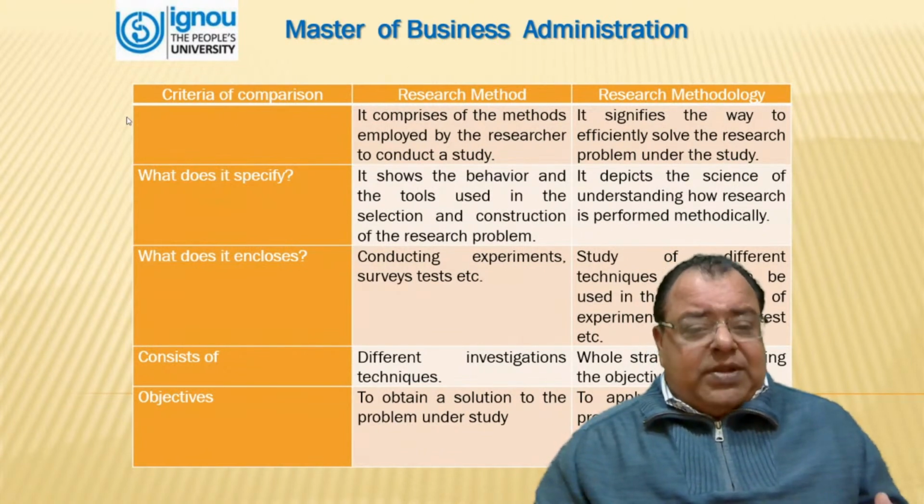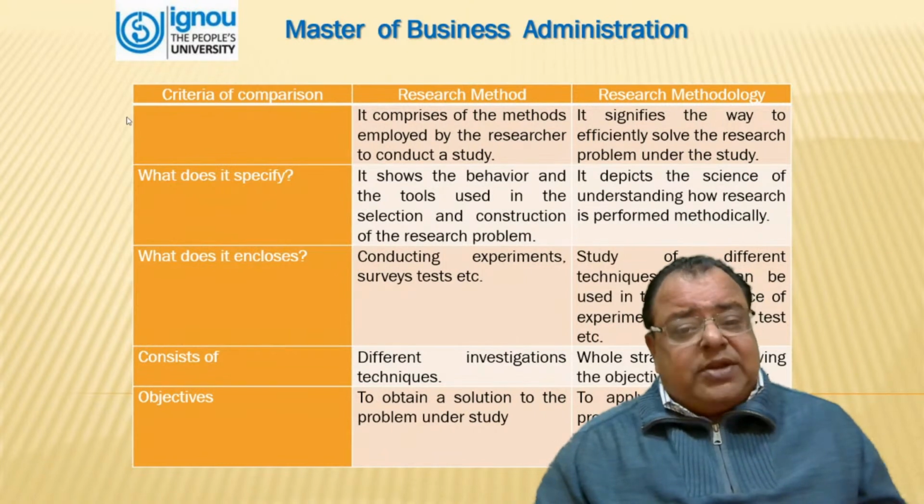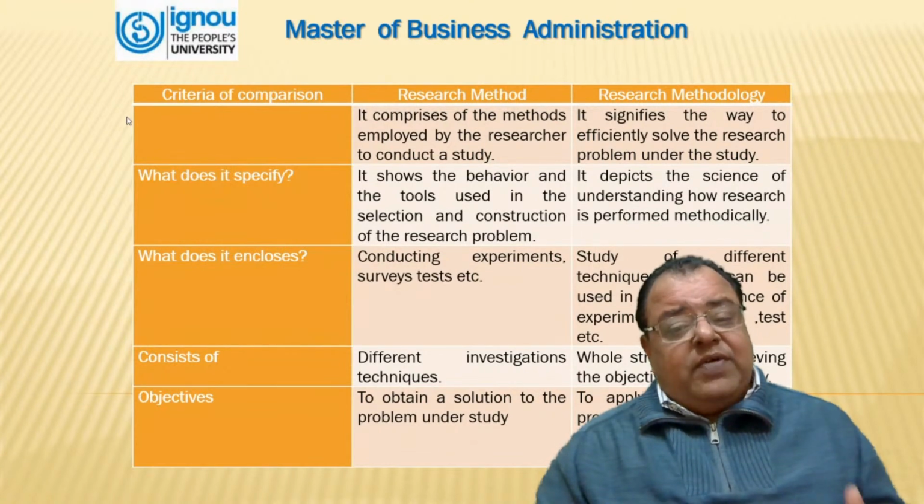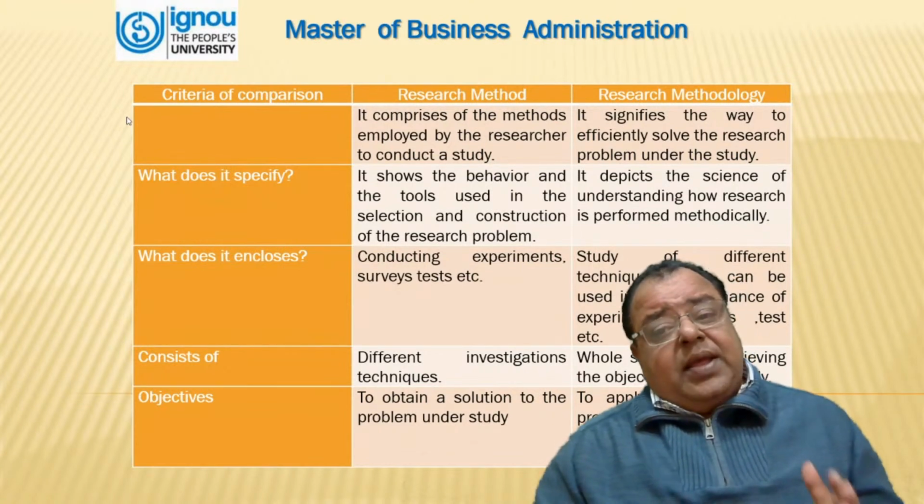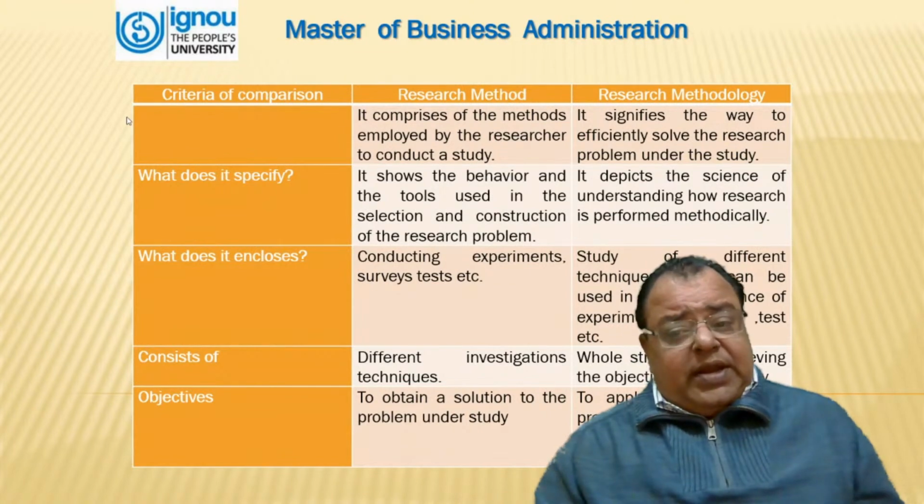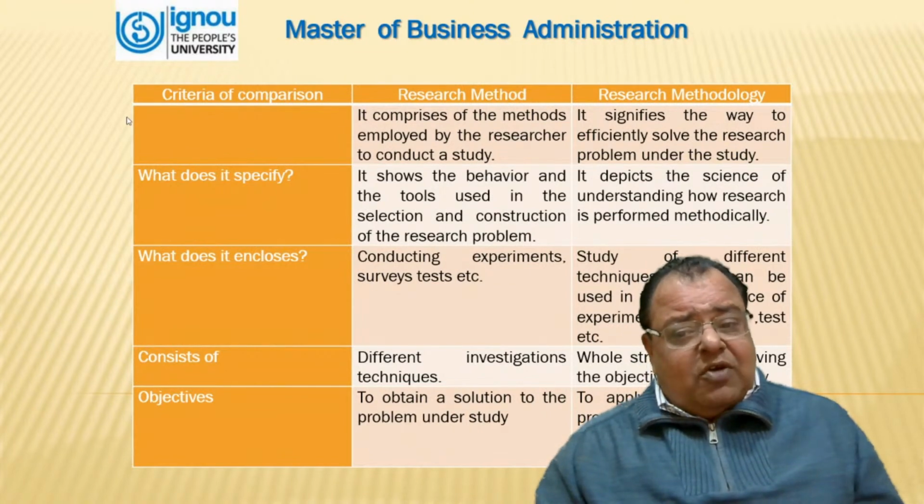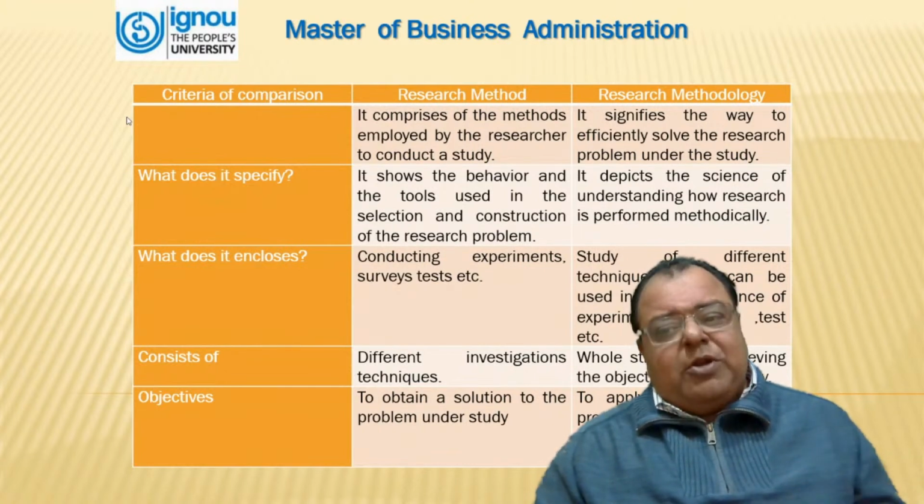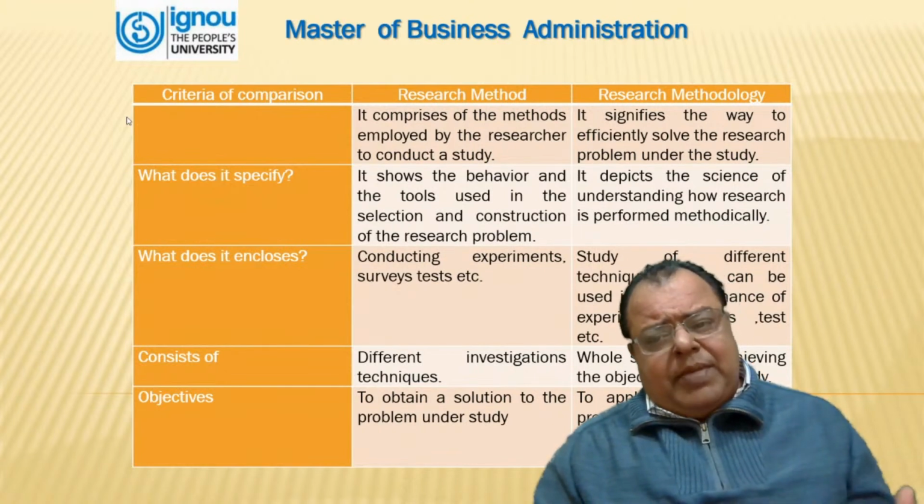We use the word specify. But what does research methodology specify? It shows the behavior and tools used in the selection and construction of a research problem. Whereas research methodology depicts the science of understanding how research is performed methodologically.